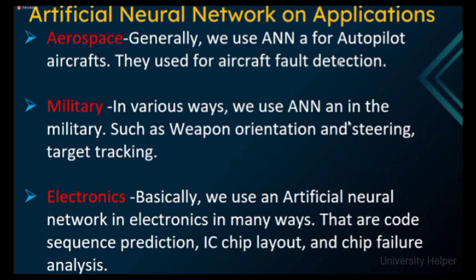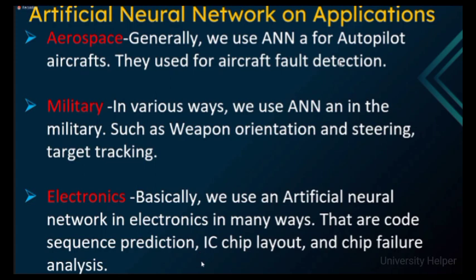And for military purposes, we use ANN for weapon orientation and steering and target tracking, so the exact point you have to target or launch the missile at, location detection, object detection, as well as obstacle detection. In case an obstacle occurs along your pathway, you can notice that, mainly for that reason they incorporate this ANN. And within electronics, basically we use neural networks in many ways.